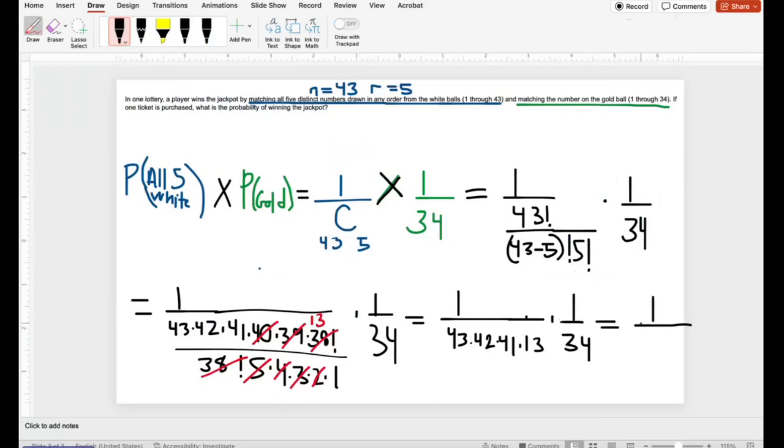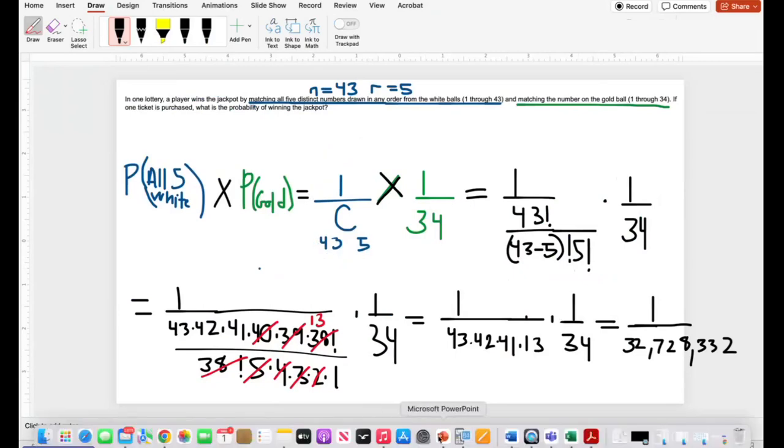And it should be a really small number. You know, it should have a big fraction on the bottom because we're talking about lottery, right? It's very bad odds when you play the lottery. I get 1 over 32,728,332. Yeah, that's pretty bad. We can always double check too with the calculator. I want to show you, you can put this in, just to make sure, because there's a lot of room to make a mistake there.